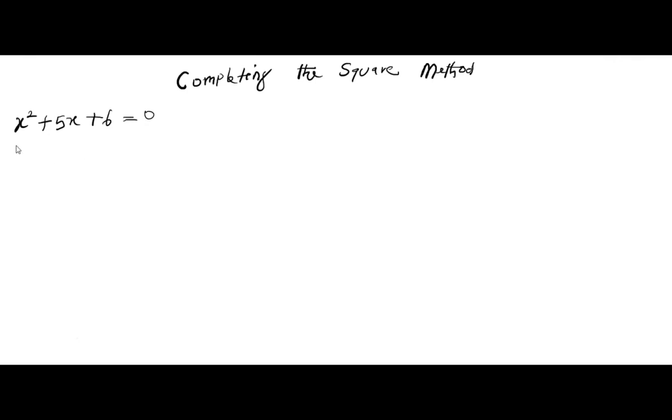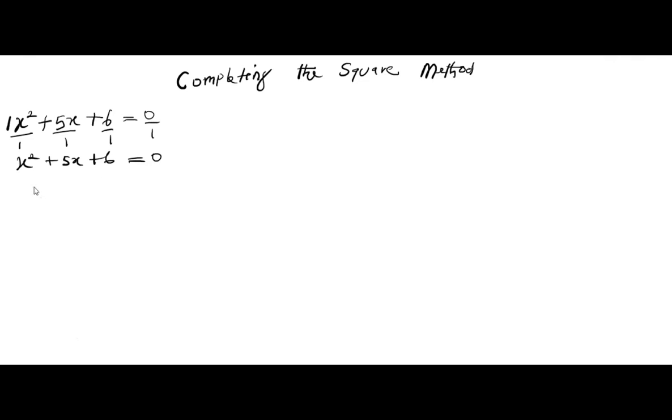All right, the first step, let's divide by the coefficient of x squared, and the coefficient of x squared here is 1. So we still have this over 1, this over 1, this over 1, this over 1. So whatever we have, you have x squared plus 5x plus 6 equals 0. So we divide by the coefficient of x squared and everything still remains the same.